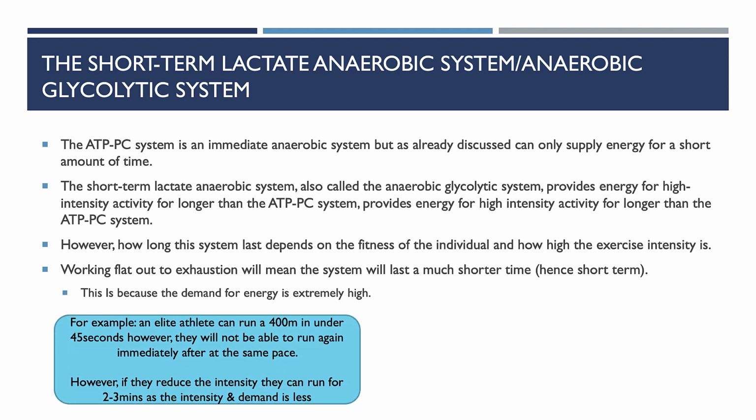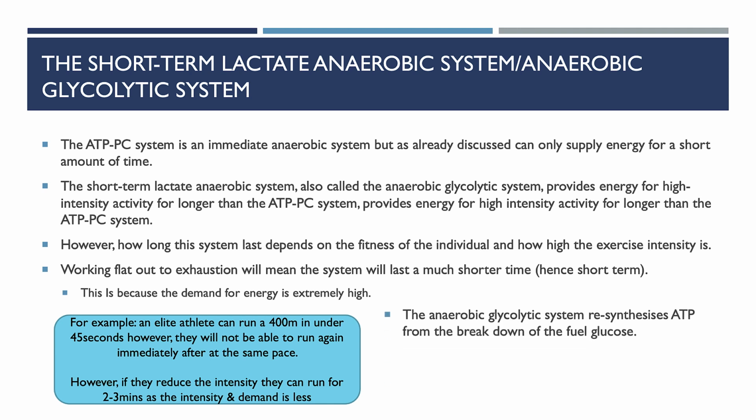For example, an elite athlete can run 400 meters in under 45 seconds. However, they will not be able to run immediately after at the same pace. However, if they reduce the intensity, that same athlete could run for 2 to 3 minutes because the demand is lower.